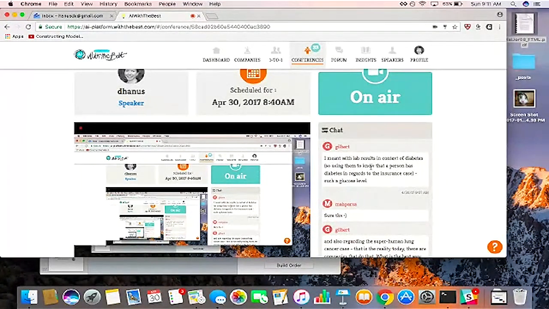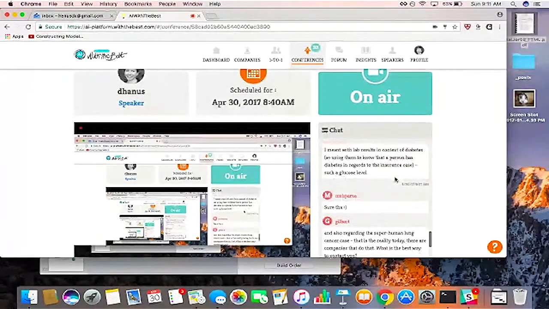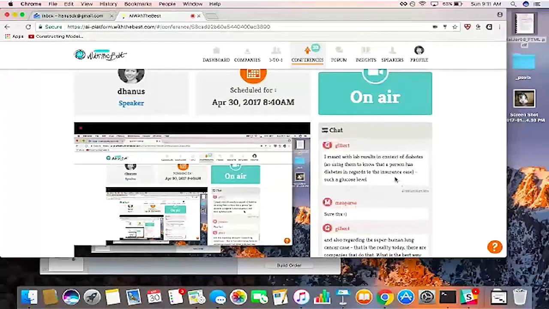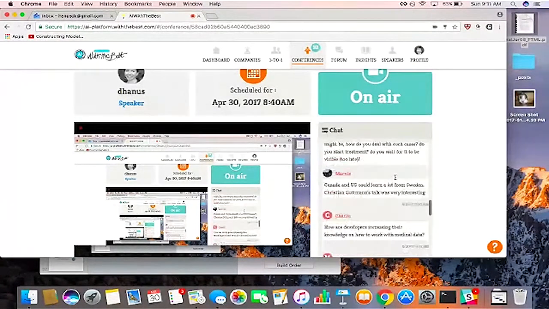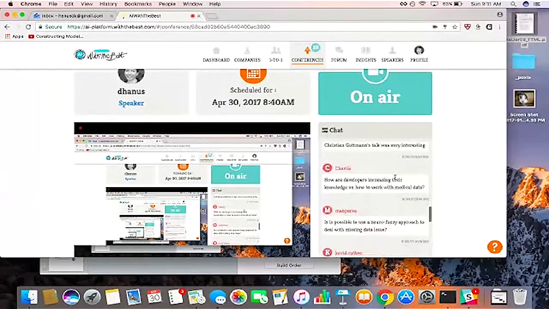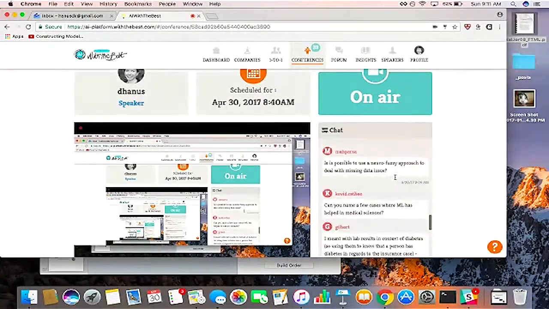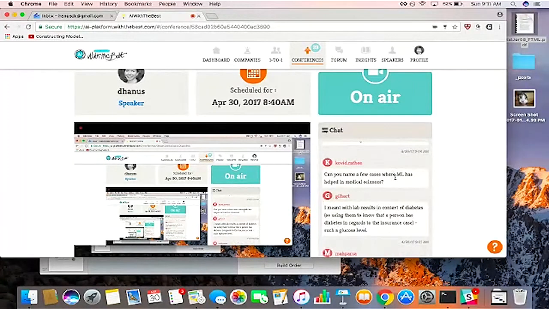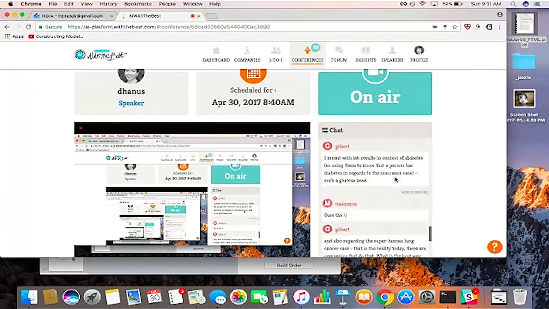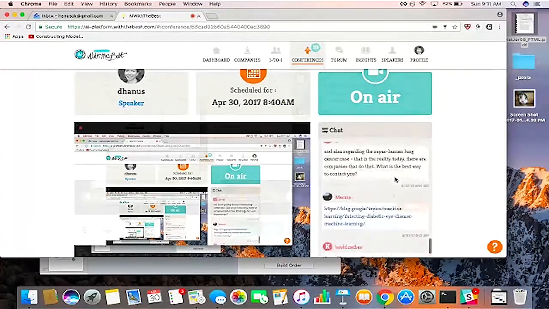I meant with lab results in the context of diabetes, so using them to know whether a person has diabetes in regards to the insurance case, such as glucose level. Yes, that would be another thing that you could look at. You could look at their lab results. Often it's difficult to diagnose based on just one lab result, so it makes sense to look at other tests, but yes, that is a perfectly reasonable thing to look at if you're trying to diagnose someone for diabetes.